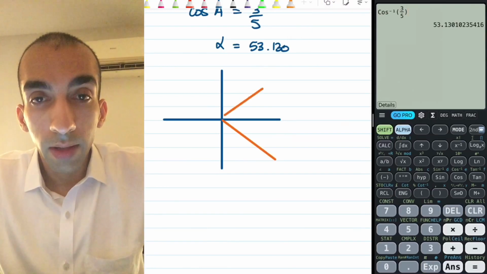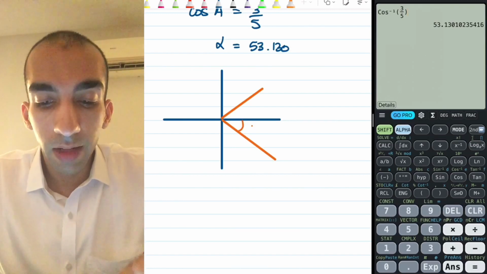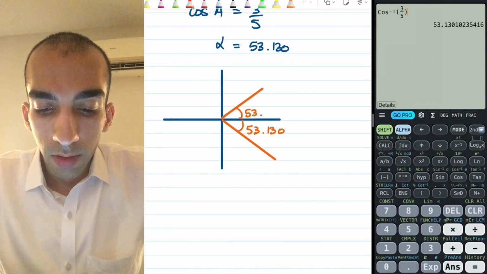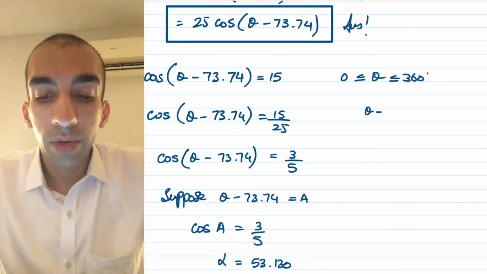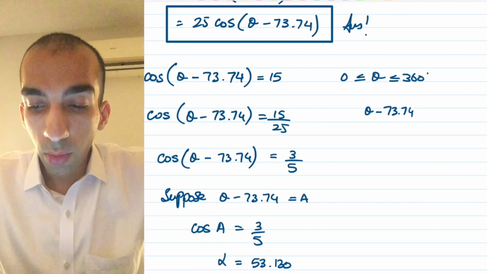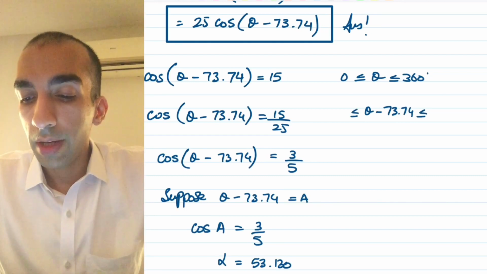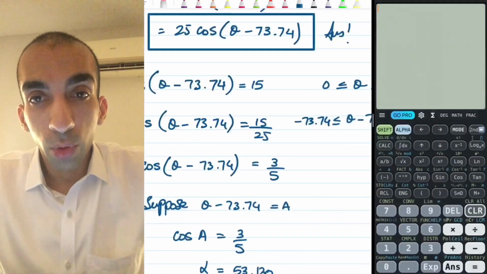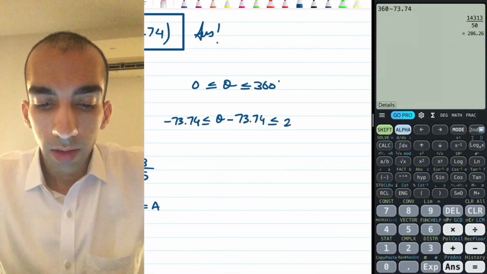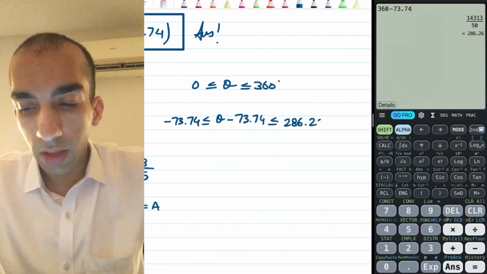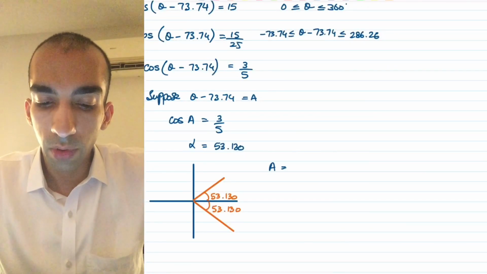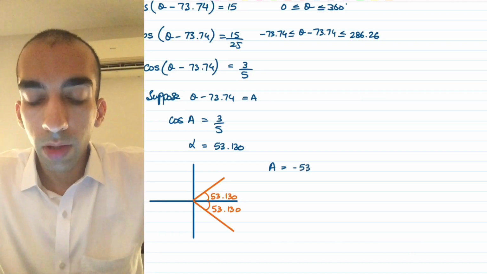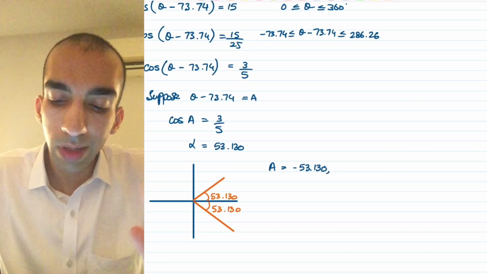So cos is going to be positive in the fourth quadrant, which is this one, and the first quadrant because all trigonometry ratios are positive in the first quadrant. Now we're going to fix the range that I was talking about all the way along. So we're going to take away 73.74 from both sides. Theta minus 73.74, 360 minus 73.74, and 0 minus 73.74. The value of A has to be between this range, negative 73.74 to 286.26.